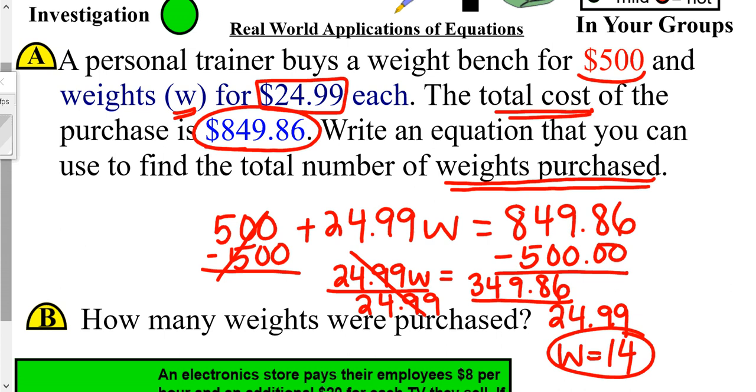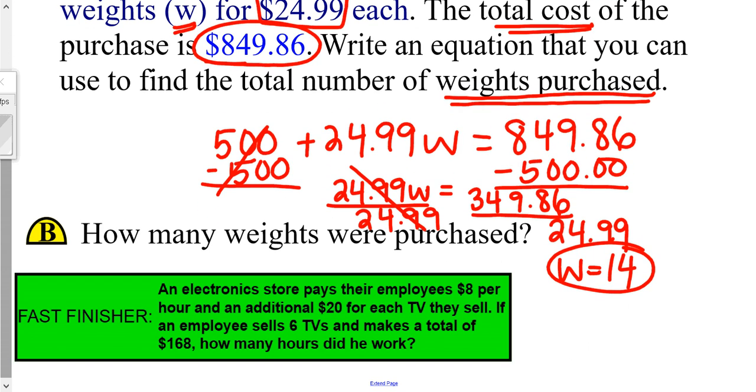So looking at part B, how many weights were purchased? 14 weights. For the fast finisher, it says an electronics store pays their employees $8 per hour and an additional $20 for each TV they sell. If an employee sells 6 TVs and makes a total of $168, how many hours did he work?